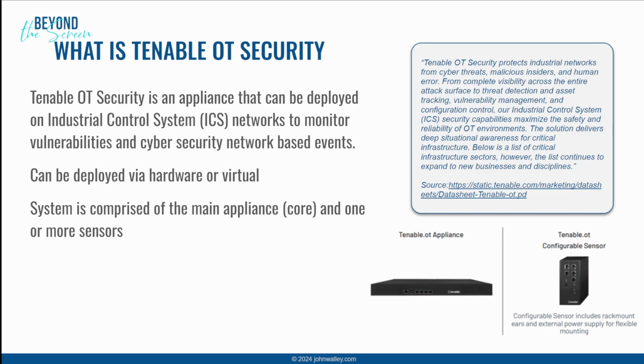So let's take a step back and say, what is Tenable OT Security? Well, we know it's an appliance. We've talked about that. We know it can be deployed in industrial control systems or OT networks. But what does it really do? If you go out to Tenable, there's actually a bunch of data sheets and stuff like that. Let's learn a little bit about what Tenable has to say. Tenable talks about Tenable OT Security as a way of protecting your industrial networks from cyber threats, malicious insiders, or human error.